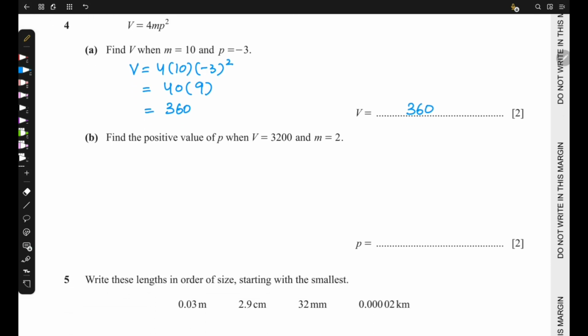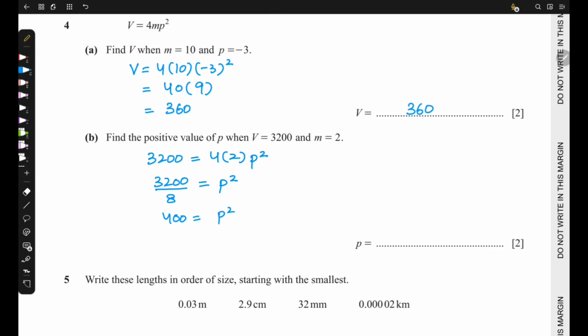In part B, we have to find the positive value of p when V is equal to 3200 and m is equal to 2. Again you just have to put the values in the formula. 3200 equals 4 times 2 times p squared. Now 4 times 2 is 8, and 8 goes to the left side in the denominator. So 3200 divided by 8 equals p squared. 3200 divided by 8 is 400.